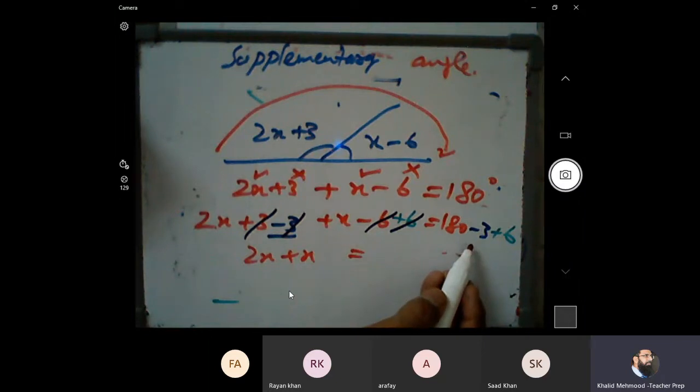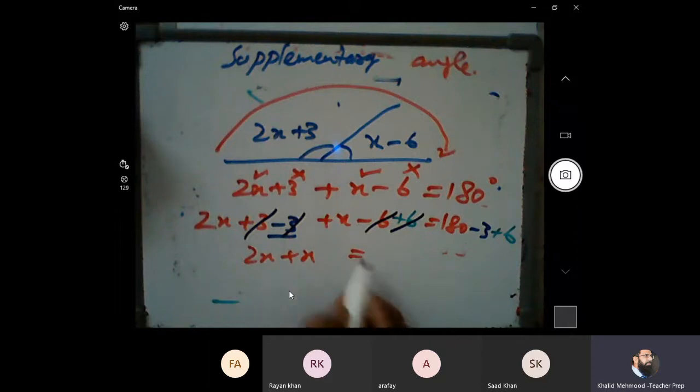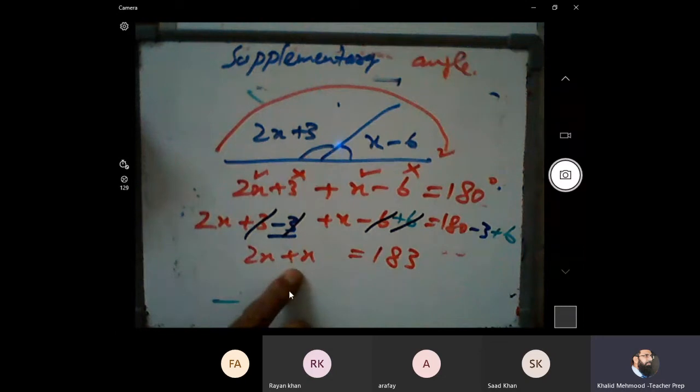which is 177, and 177 plus 6 is how much? We'll check it out. It is 183 degrees. Now, 2x plus 1x. If there is no number, it means there is a 1 in front of it. So this is 1x. So 2x plus 1x is 3x, and 3x is equal to 183.